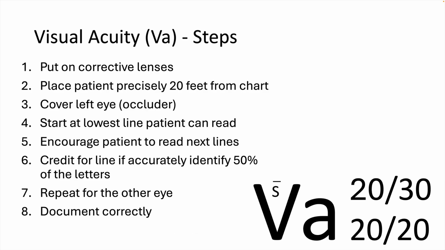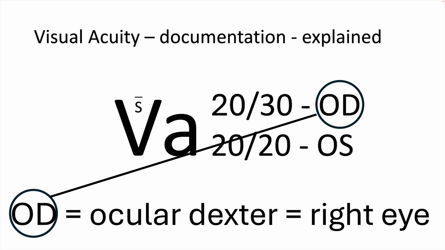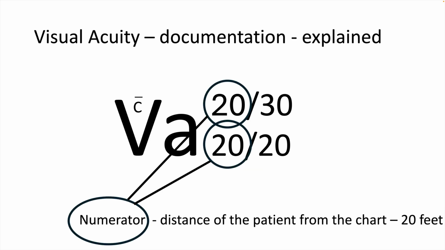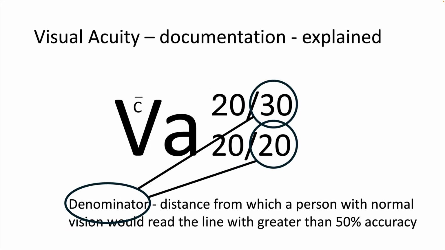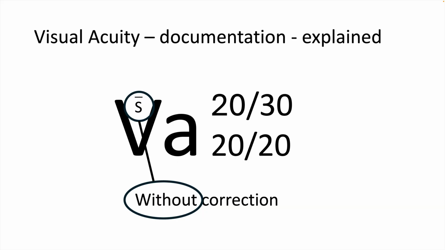Let's go over the correct way to document visual acuity. The V and the A stand for visual acuity. OD means ocular dexter or right eye, so 20/30 is the right eye visual acuity. OS means ocular sinister or left eye, so 20/20 OS is the left eye visual acuity. The numerator is the distance of the patient from the chart, typically 20 feet. The denominator is the distance from which a person with normal vision would read the line with greater than 50% accuracy. The C indicates visual acuity measured with correction. The S indicates visual acuity measured without correction.